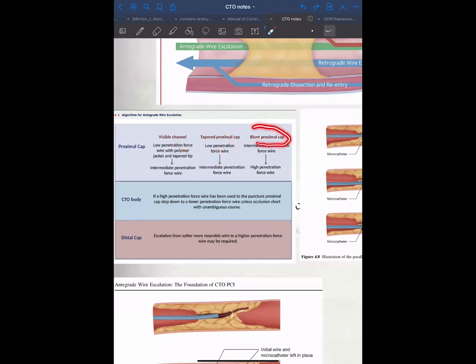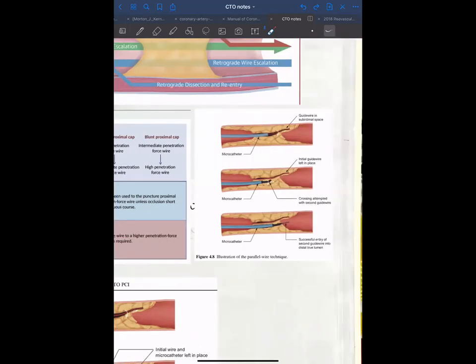But if it is a blunt proximal cap where there is no tapering or no visible channel, then we have to start with an intermediate penetration force wire and then go to a Confianza Pro or Conquest Pro if the intermediate fails. So this is about the proximal cap entry. Then the body of the CTO: usually if the high penetration force wire has been used to puncture, then it is good to step down, because it will cause an unambiguous force and it will cause perforation. Distal cap, again, if the distal cap is fibrous, you have to escalate from the softer wires to ones with a better tip load.